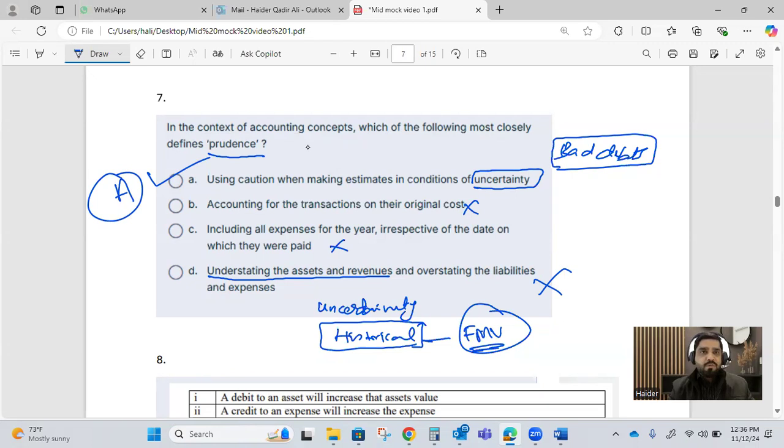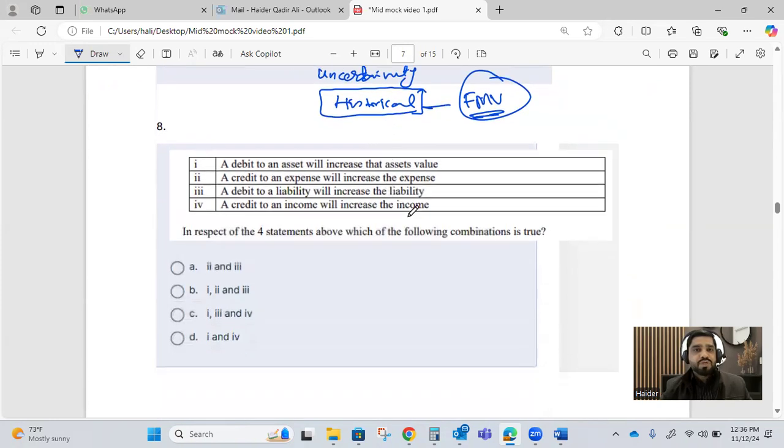I spent more time on question number 7 because this was a little logical and few students were having queries about this. So I made this point more clear. When you are certain about something, that's not uncertainty. That should not be prudence principle. In the prudence principle, you are making caution for any uncertain future events. Question 8. Again, elimination method will be applied.